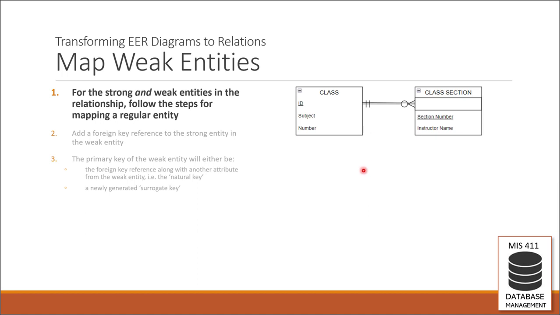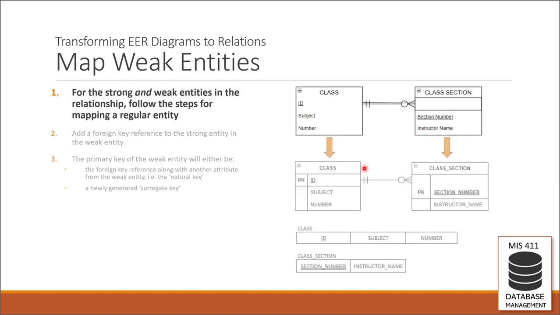Step 1 in this, essentially, is when you have a weak entity, and you obviously will have a strong entity in addition, the first step is going to be, just like with the regular entities, follow the same steps. And what that means is, what we'll do first is we'll take the strong entity and the weak entity, we'll take their names, we'll create new relations, i.e. tables, right, with the same names. So class goes to class, section goes to class section.